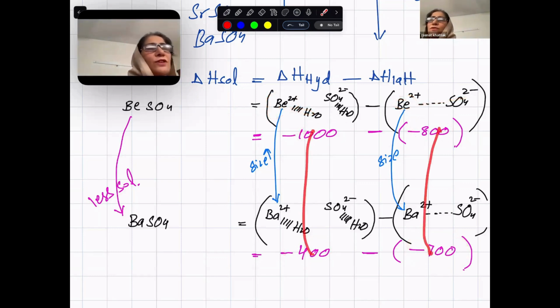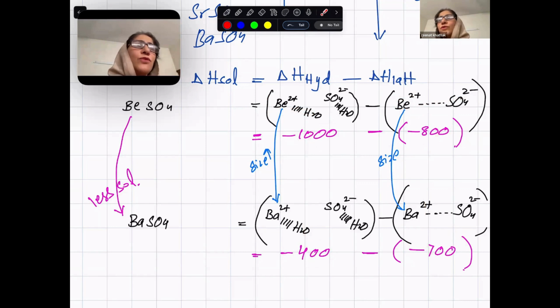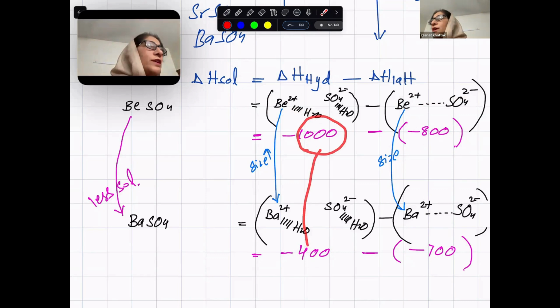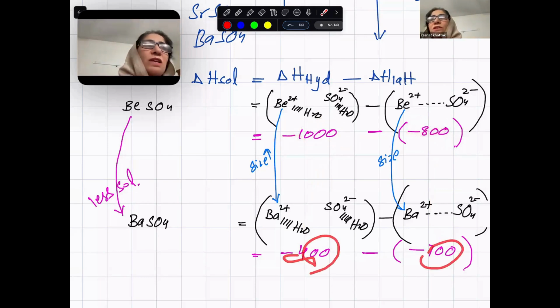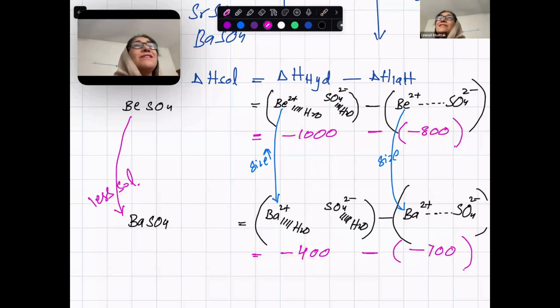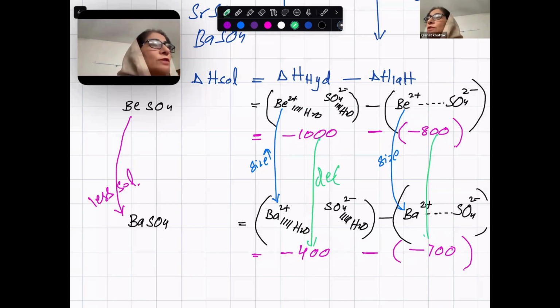Less exo. Which one decreases more? It is changing from 1000 to 400, from 800 to 700. Look, 1,000 released, 800 released, 400 released, 700 released. Both decrease. But which one decreases much more?